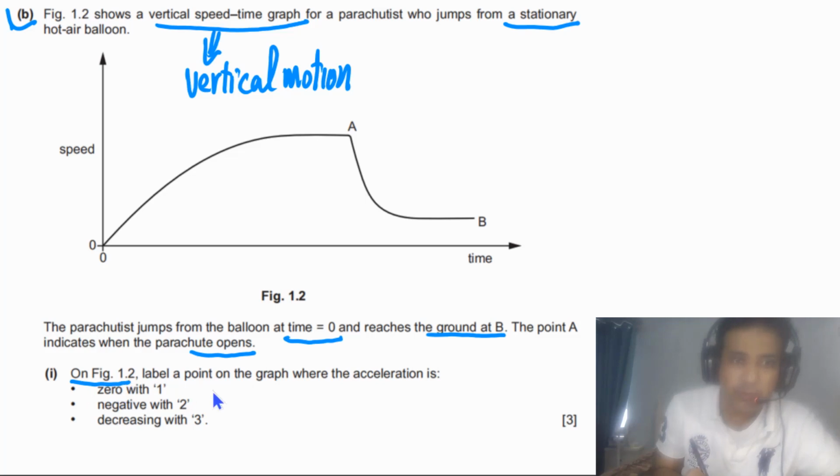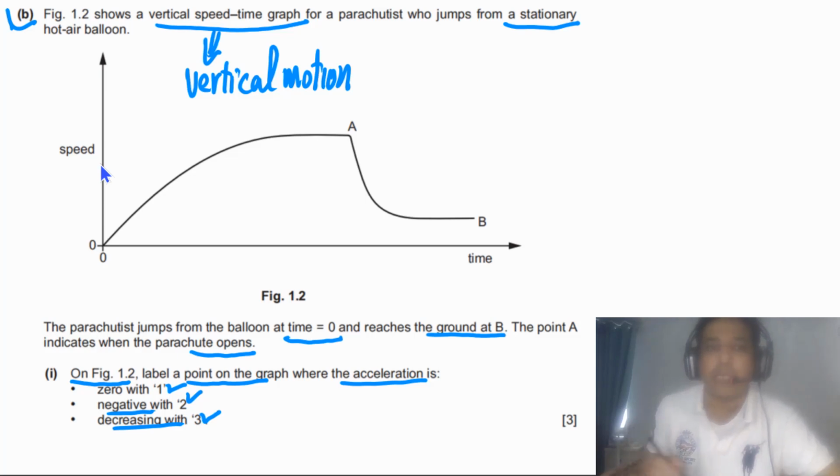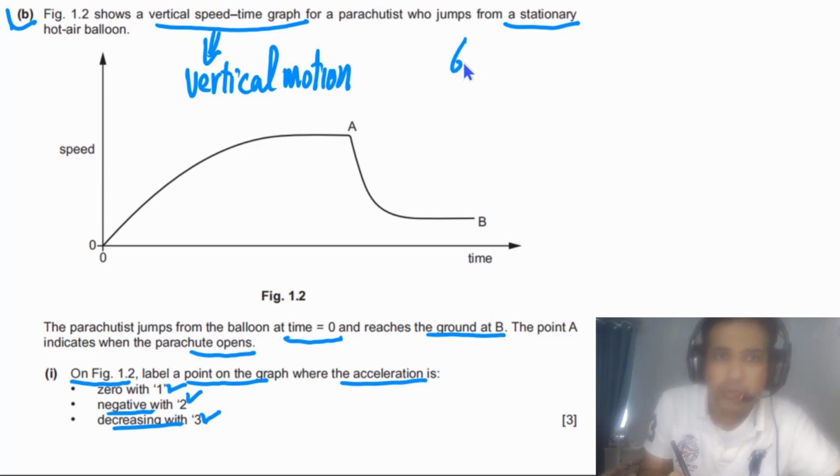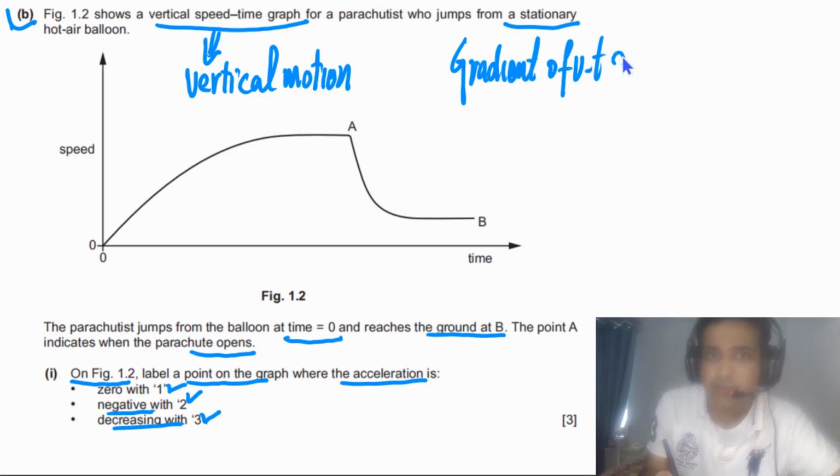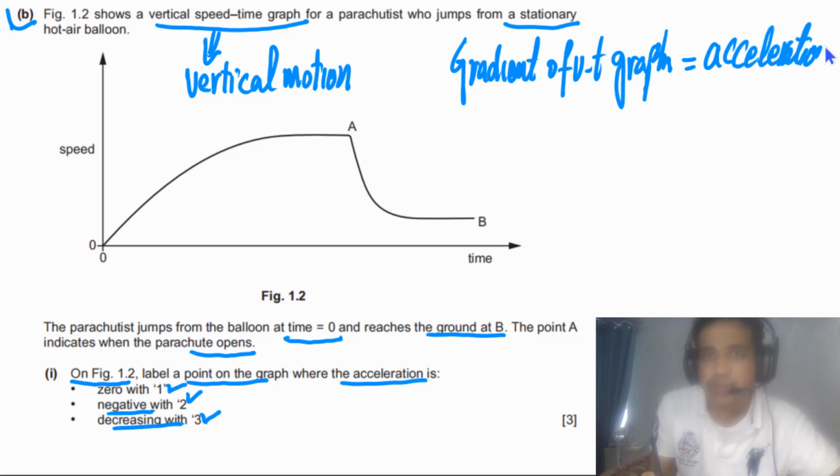On figure 1.2, label a point on the graph where acceleration is 0 with 1, negative with 2, decreasing with 3. So first thing you need to understand, we have a speed time graph. So what is the gradient of this one? This is the key concept you need. Gradient of a V against T graph is equal to acceleration. So this is the key concept you need to answer this question.